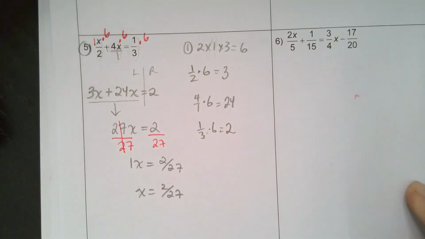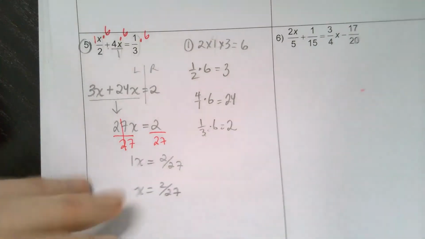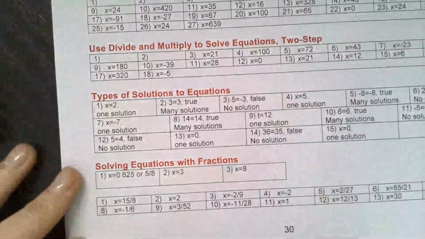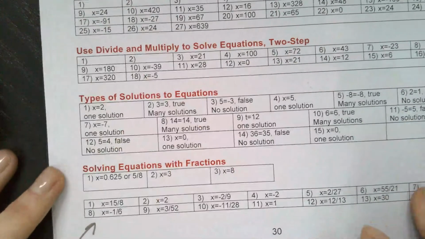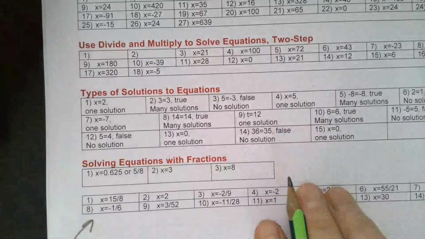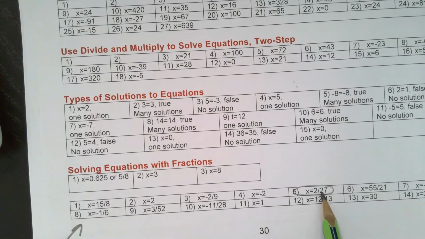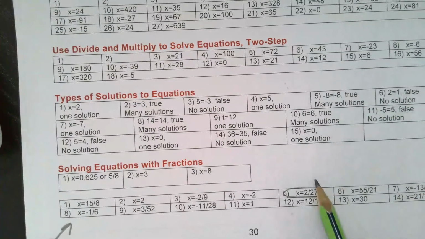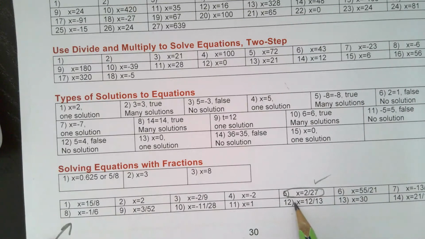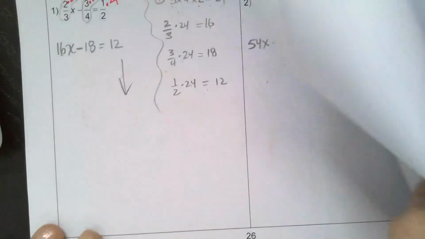Who's your teacher? Who makes these questions? Let's just look at the answers. The answers are at the very bottom on the last page. And if you look at the answers, almost all of them are fractions. So we just did 5, which was 2 over 27. Okay, so we were correct, but see how they're mostly fractions? So don't be worried if you get a weird fraction. I've made them to be fractional answers.